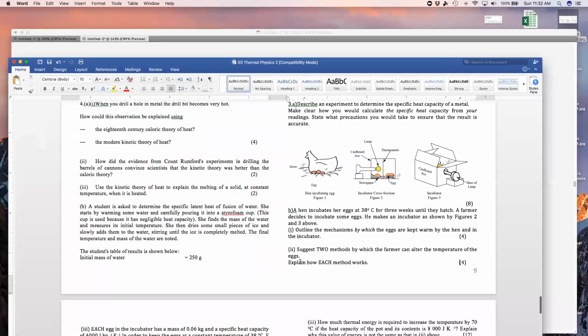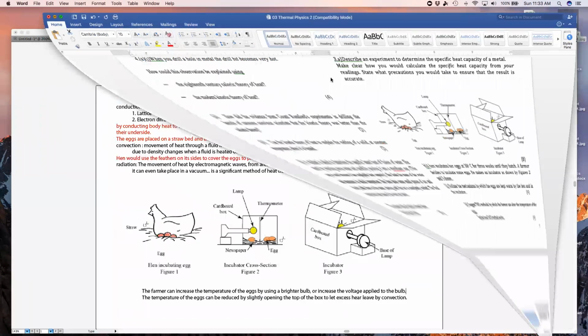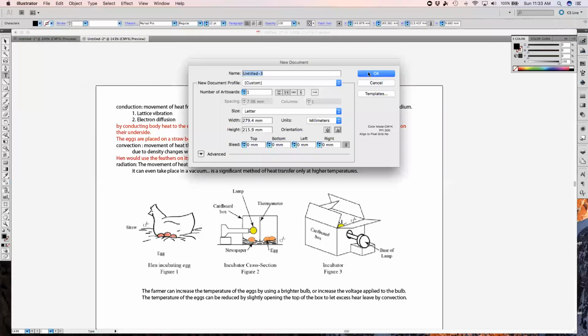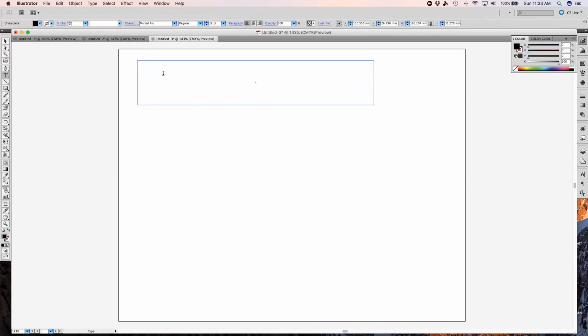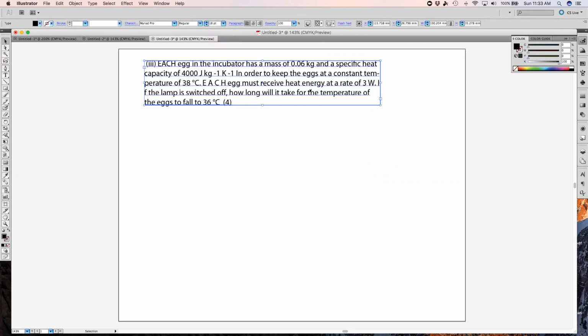Right. And explain how each method works. I went on to that. I clarified how each method works. This last part here is to do with the next area that we have to study. Let me just copy this out. All right, so we have this information here. So let's see if we can make it a little bit bigger.